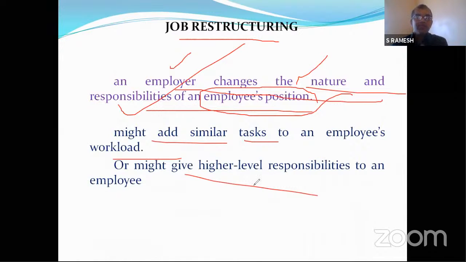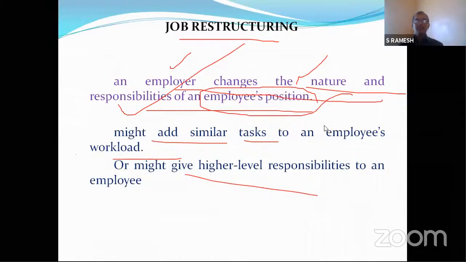So how to remember, job restructuring implies changing the nature and responsibilities of an employee in an organization. Maybe similar kinds of tasks may be added, or higher order responsibilities may be given, or the employee's position may be lower. So all these things may take place in job restructuring.